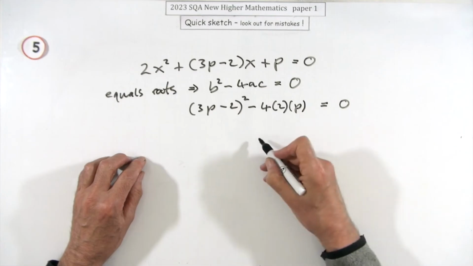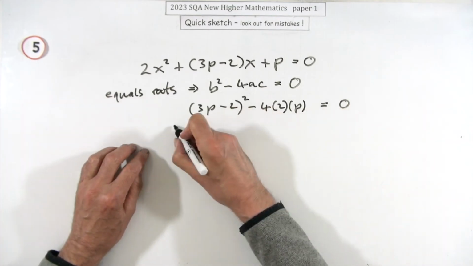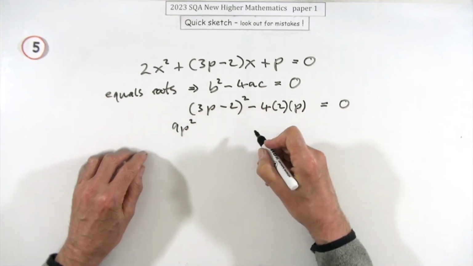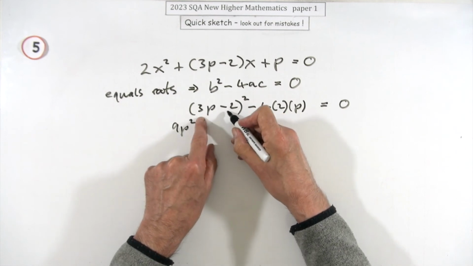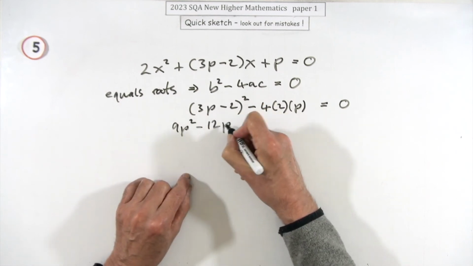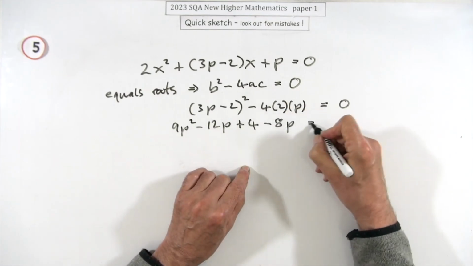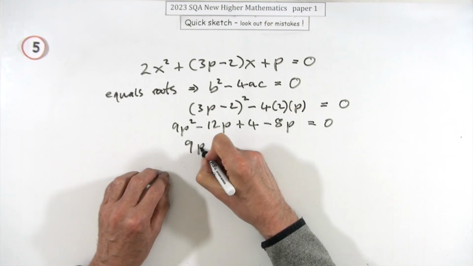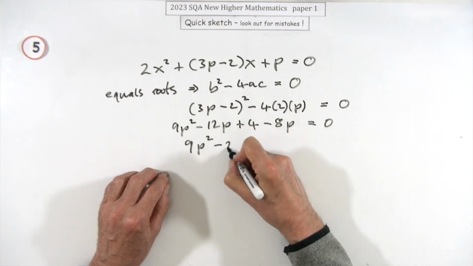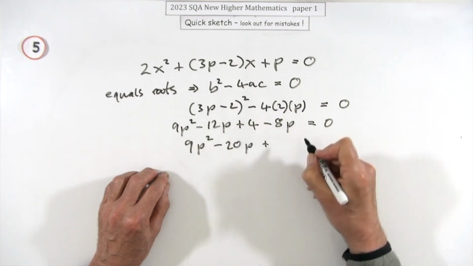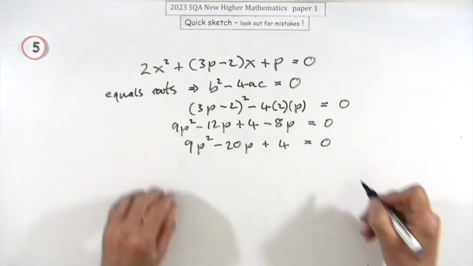Right, we'll just have to solve this then. So multiplying that out, square the bracket. Square the first, 9p squared. Twice the product, minus 6 doubled, minus 12p. Square the last, plus 4, minus 8p. Almost there. 9p squared minus 20p plus 4 equals 0.